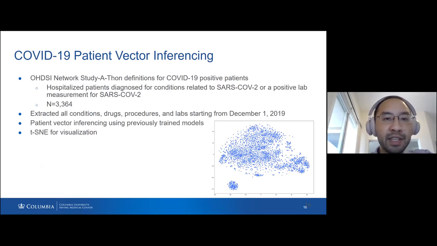For the COVID-19 patient vector inferencing, again, we use the Odyssey Network Studyathon cohort query to identify the patients, resulting in 3,300 patients. We extracted all conditions, drugs, procedures, and labs starting from December 1st, 2019. And we applied the model that we had trained previously to do patient vector inferencing for each of these patients. And we used TSNE to visualize the vector representations.